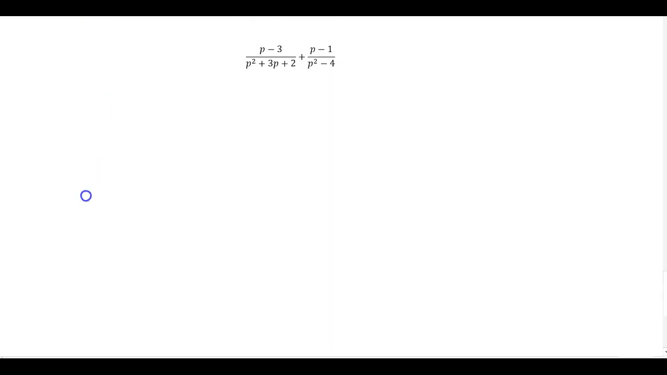Okay, let's skip down and look at this one. p minus 3 over p squared plus 3p plus 2, plus p minus 1 over p squared minus 4. Notice both denominators have squares in them, so that's going to mean I've got to factor out both denominators. Okay, so if I look at p squared plus 3p plus 2, factors of positive 2 that add up to give me positive 3 are going to be p plus 1 and p plus 2.